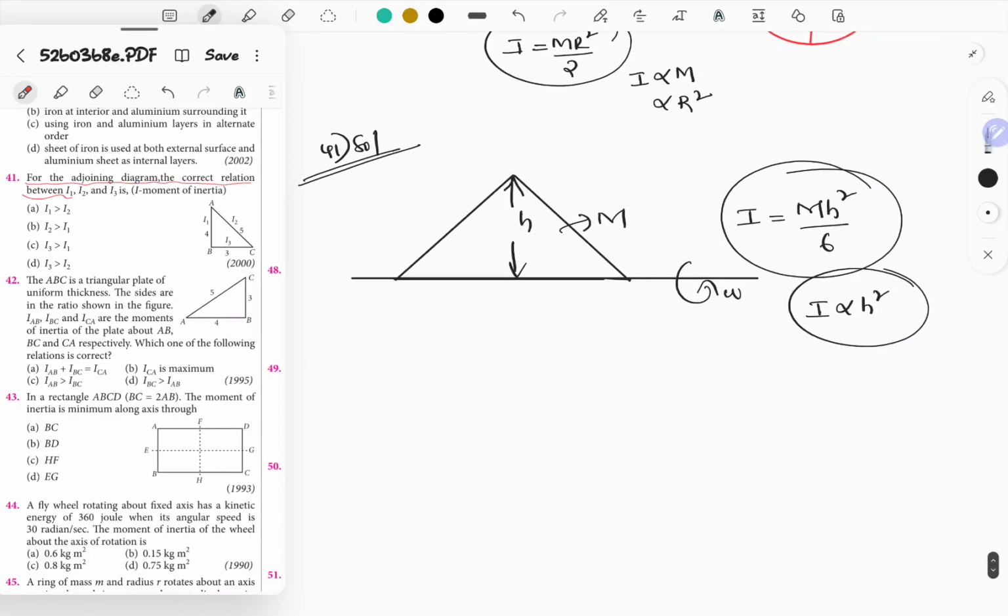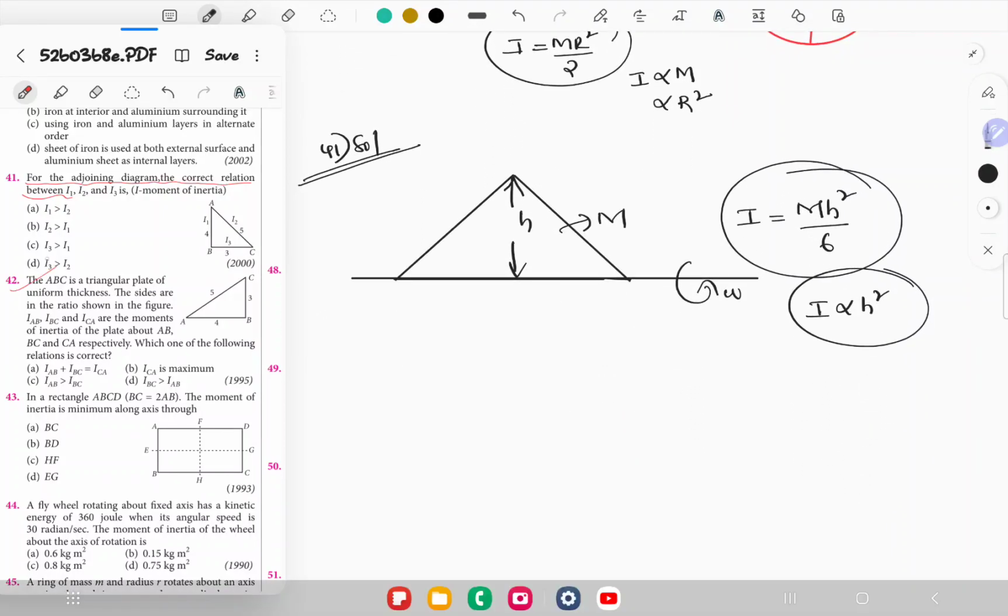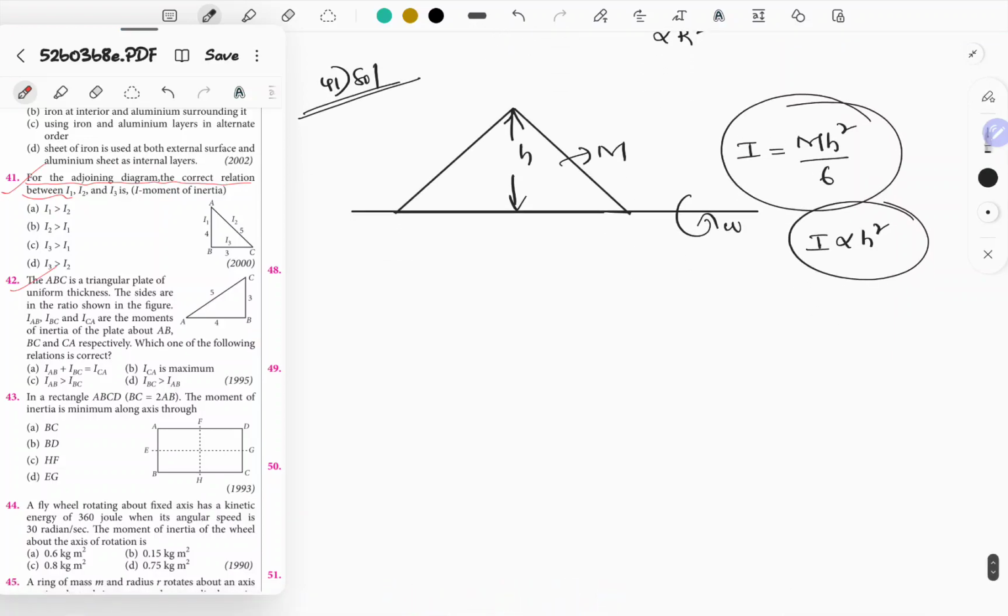Now look at question number 41 and 42. Both are the same questions. Let me explain both of them.